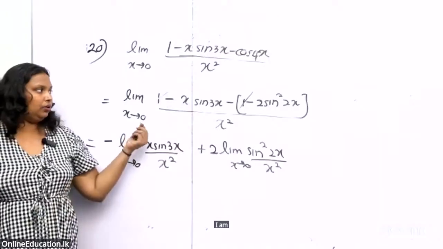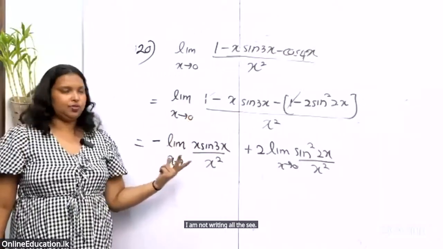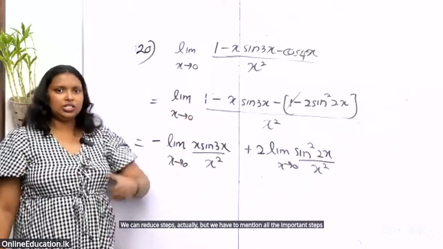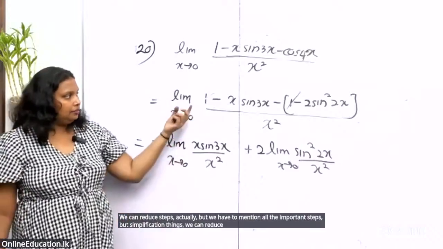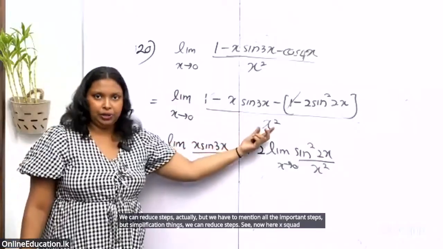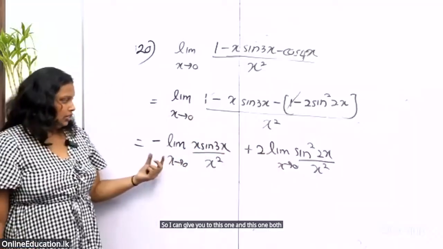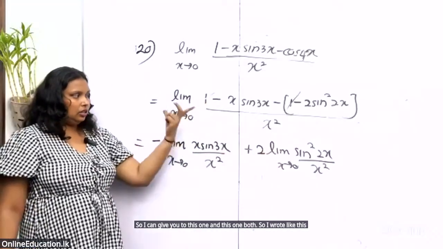I'm not writing the whole thing. We can reduce steps actually, but we have to mention all the important steps. But for simplification things, we can reduce steps now. See now here x squared is the common denominator. So I can give it to this one and this one both. So I wrote like this, say minus 1.